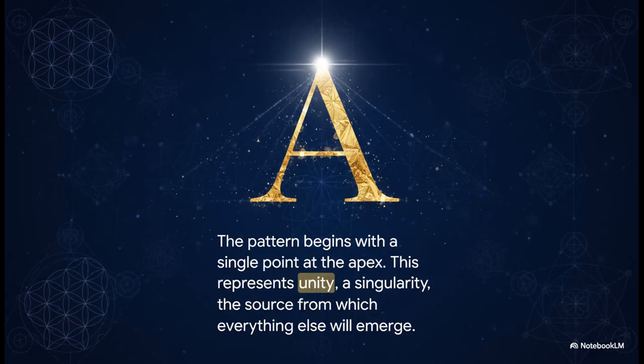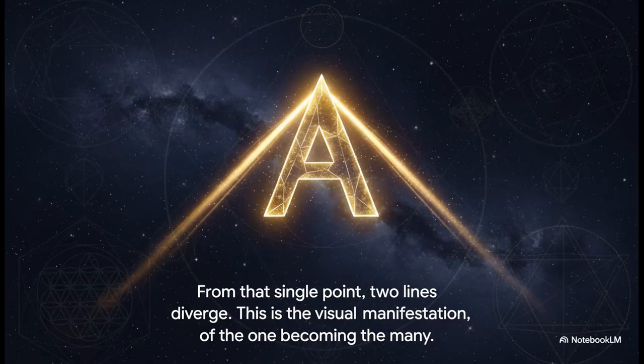So let's build the A from the top down. Imagine it starts as just a single point, a tiny dot of light right at the very top, the apex. This isn't just a starting point. It represents unity, a singularity, the source where everything begins. Okay, now from that one single point, watch this. Two lines start to diverge, moving out and down. What you're literally seeing is the pattern of manifestation. It's the one becoming the many. It's the birth of different perspectives, different paths, but they all come from that exact same source.